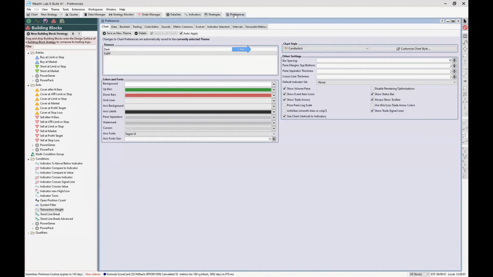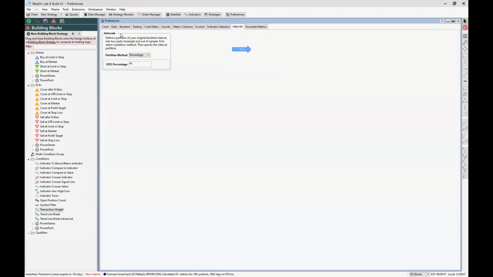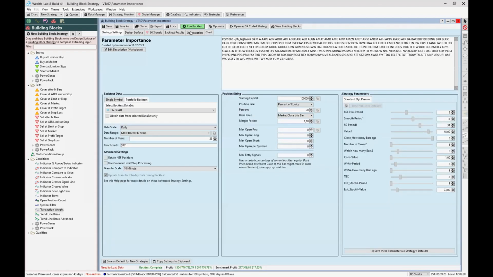And that split you can put in here. You can say, I'm doing all my optimizations over the last, let's say, 25 years, but WealthLab should calculate an in-sample and an out-of-sample percentage, like here, 30%, 40% out of sample from the given time frame you choose before. Okay.